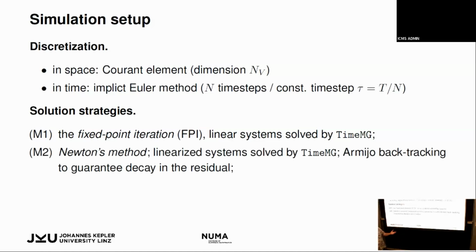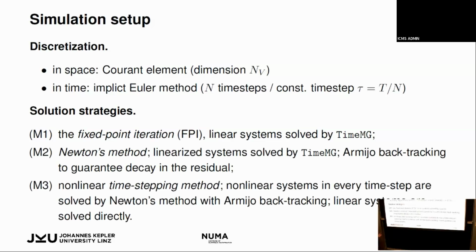Then I will use Newton's method. We do not really have any theory, but just see how it works. And there, we solve the linearized system again with this time multigrid. And in order to ensure that we have a decay in the residual, I employ some backtracking. And then, as a comparison, how would time stepping work? Again, in each step, we apply Newton's method, but now to a much smaller system. Again, backtracking. And here the linear systems, since they're 2D problems, are not really that big, so we can just use a direct solve.